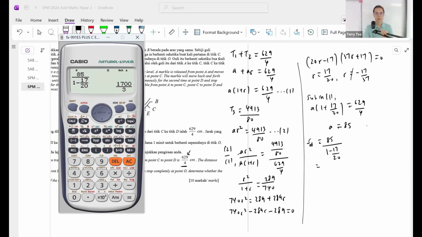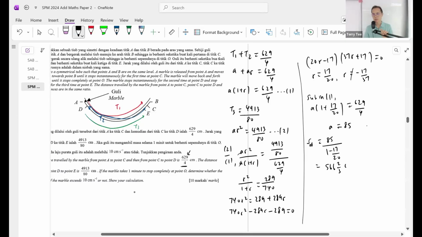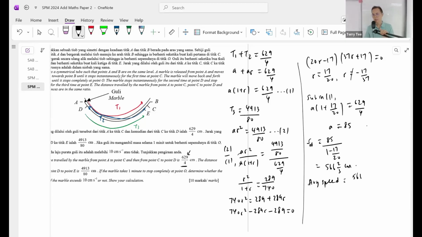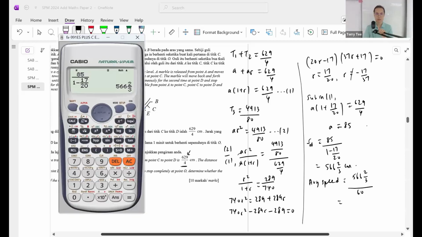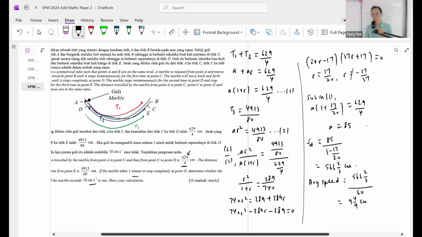That gives us this ugly number. Maybe I just write this up. 566,203. This is your total distance in cm. Average speed is total distance, 566,203 cm, divided by total time. Because you want the unit in cm per second, you have to convert 1 minute to 60 seconds. So take this, divide by 60, you will get 85 over 9 or 4 over 9 cm per second.